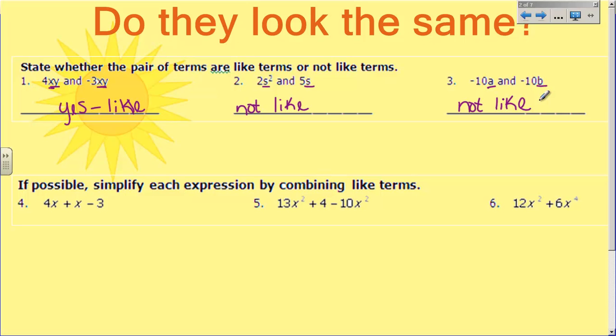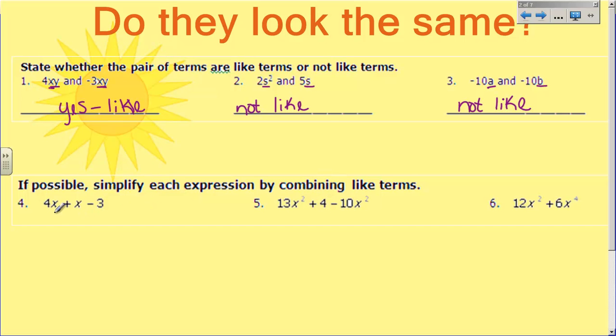So numbers 4 through 6, it says, if possible, simplify it by combining like terms. To combine like terms, we're simply going to add or subtract the coefficients of the variables. But first we have to see if there are any terms that are alike. So look at number 4. I have 4x plus x minus 3.